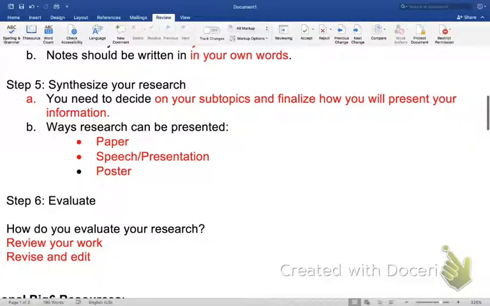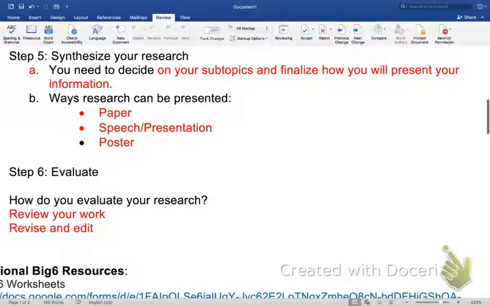Last but not least, it is very important that you evaluate your research. Review your work. Make sure you're going back to make sure you have everything you need to make it look like a final research project. And that includes revising and editing.